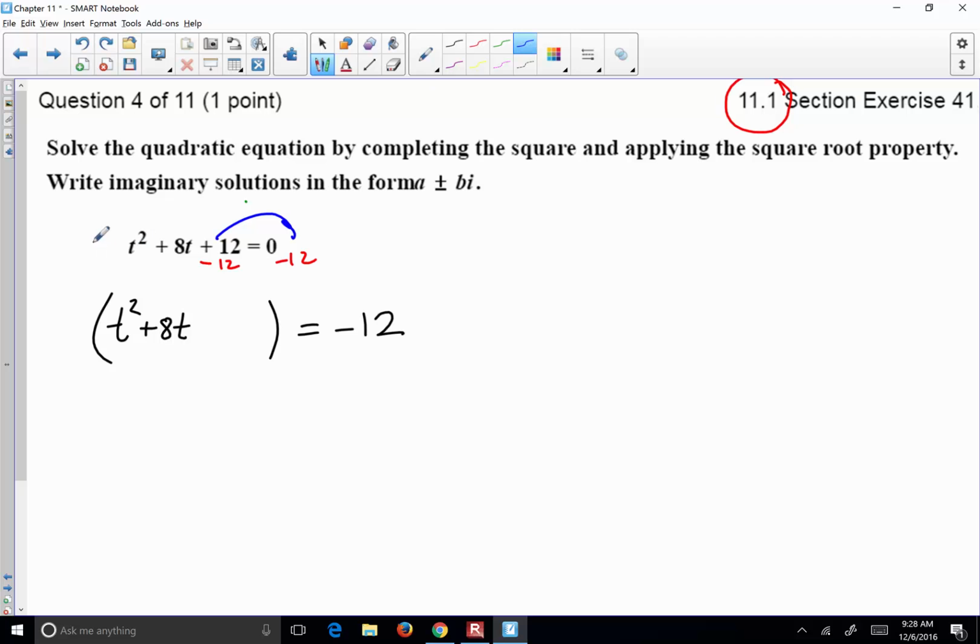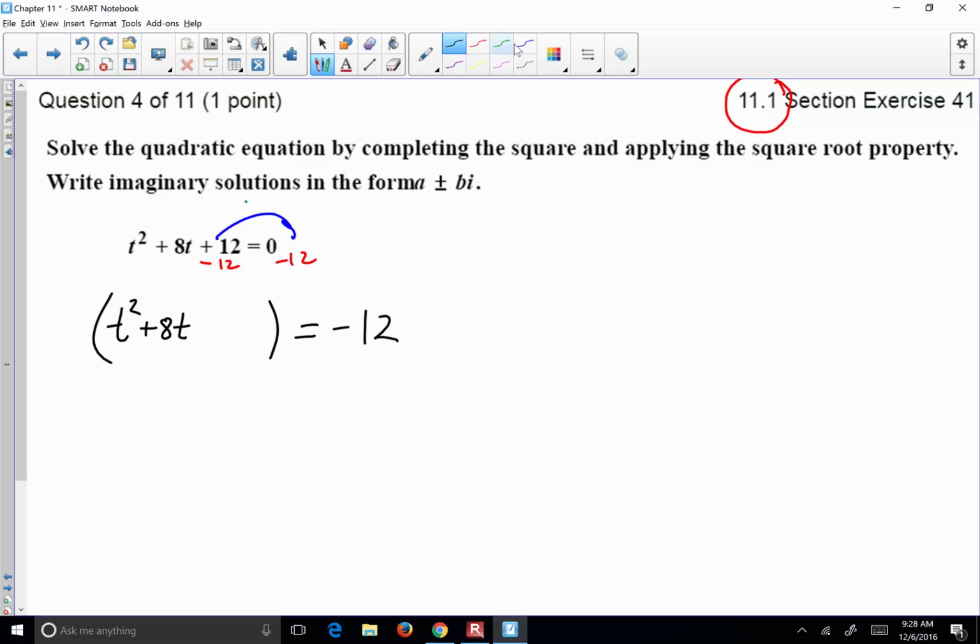Look, sometimes there may be a number in front of t, and you need to factor it like this. 2 comes out from both t squared and 8t, and this becomes 4t. Then you definitely need a parenthesis for such a situation. But right now we don't have to. We don't need a parenthesis, but I will keep it anyway.